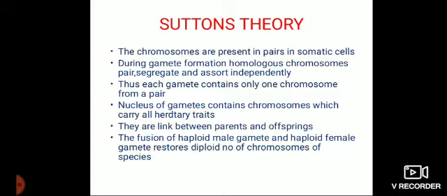So simply you can describe as: chromosomes are found in pairs. During gamete formation, homologous chromosomes pair and segregate. Each gamete contains only one chromosome from a pair. Nucleus contains chromosomes. Chromosomes carry hereditary material. The fusion of haploid male gamete and haploid female gamete, that is sperm and egg, restores diploidy.